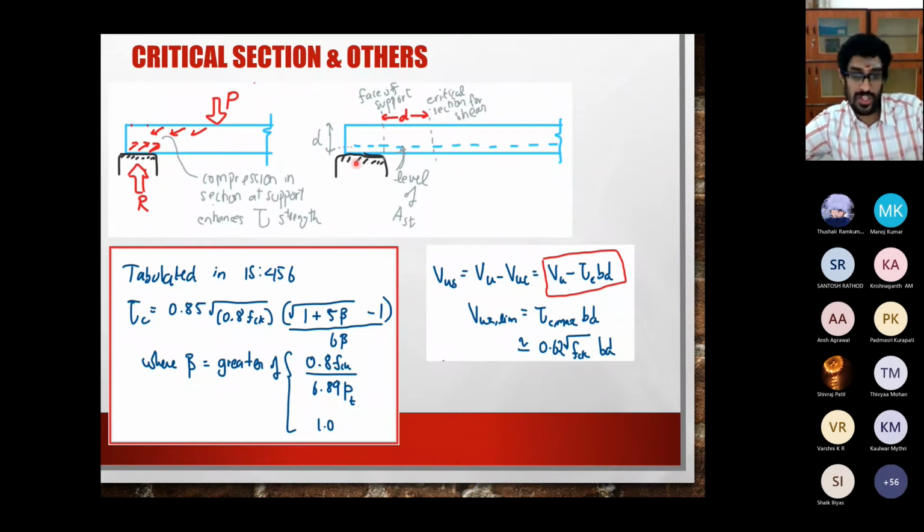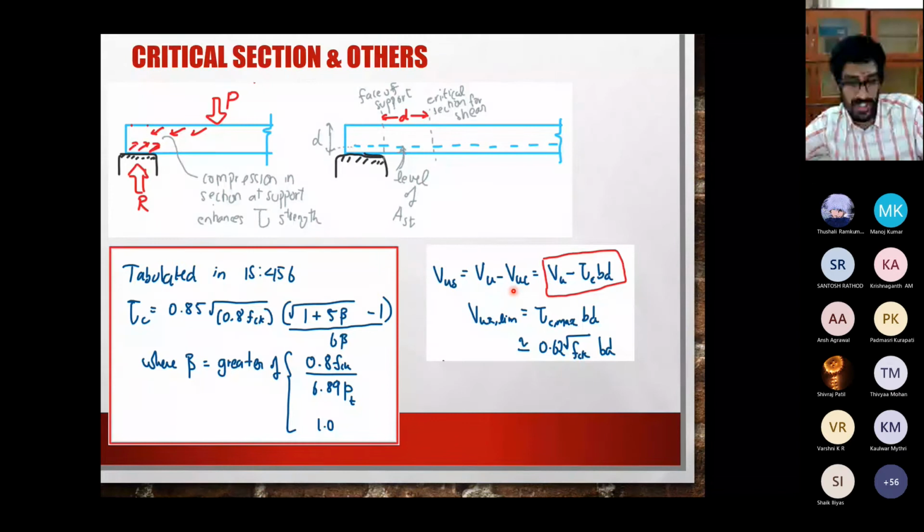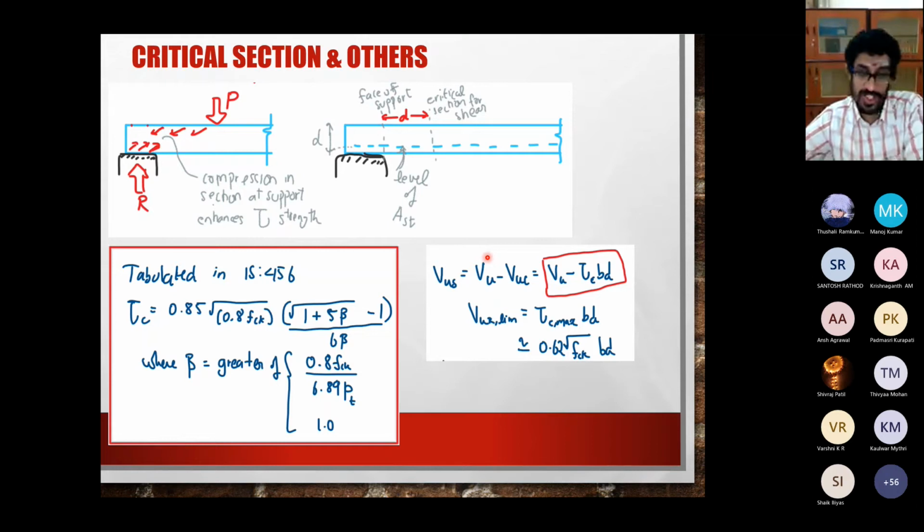In case you know how much is the shear which is coming in your beam, for example, VU is the shear which you need to design for. VUC is the shear resistance of the particular concrete beam. So if VU is lesser than VUC, you need not give any shear reinforcement.